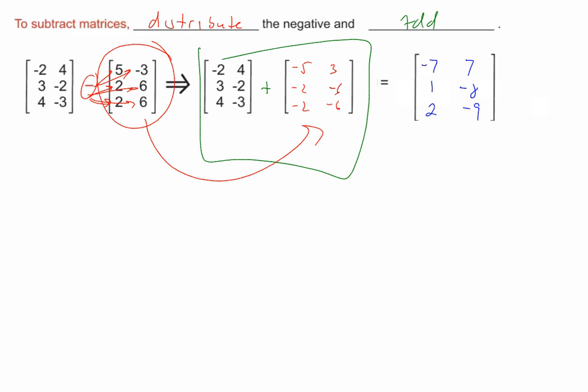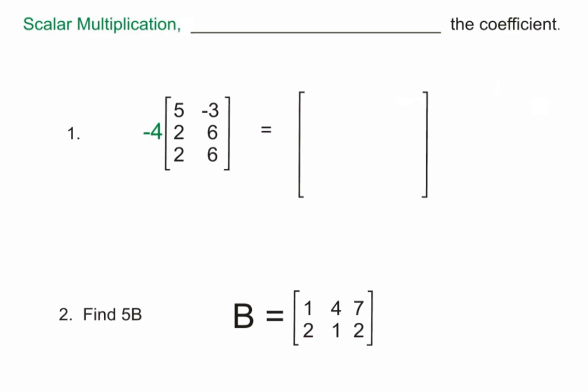All right, how many got -7, 1, 2, 7, -8, -9? All right, so again, you're just adding them up, okay? Don't make that hard. Okay, one other thing, scalar multiplication. Distribute the coefficient. It's just like it's out in front of a parentheses. See this -4 out front? This is what's called scalar multiplication. Real simple. What's -4 times 5? -20. So that goes in that spot.